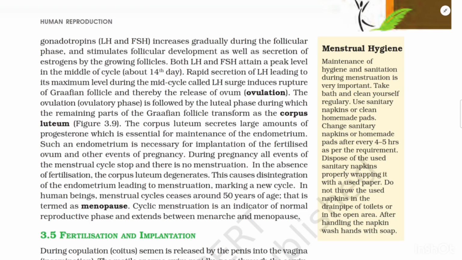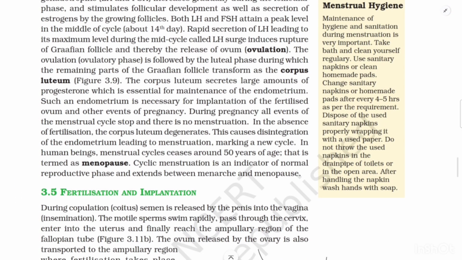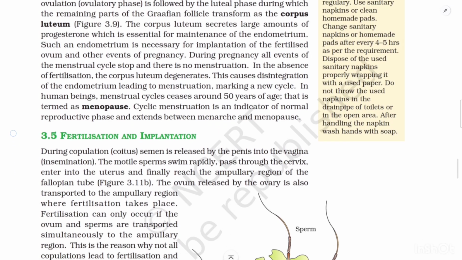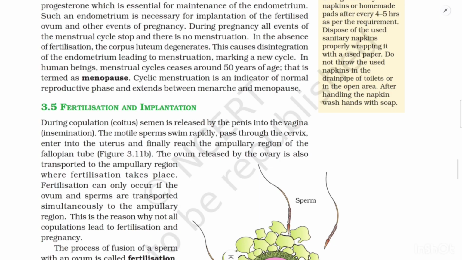A rapid secretion of LH, leading to its maximum level during the mid-cycle, called LH surge, induces a rupture of the Graafian follicle and thereby the release of the ovum, ovulation. The ovulation or the ovulatory phase is followed by the luteal phase, during which the remaining parts of the Graafian follicle transform into the corpus luteum. The corpus luteum secretes large amounts of progesterone, which is essential for maintenance of the endometrium. Such an endometrium is necessary for implantation of the fertilized ovum and other events of pregnancy.